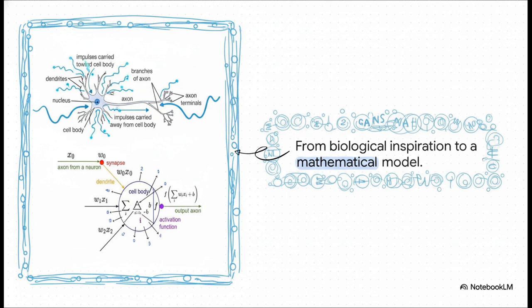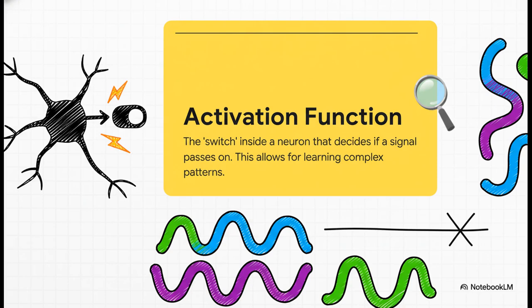Now, look at the right. That's the AI version. It's basically a mathematical model of the real thing. It takes in numbers as inputs, multiplies each one by something called a weight, which is just a way of saying how important that input is, and then it adds them all up. Simple, but incredibly powerful.